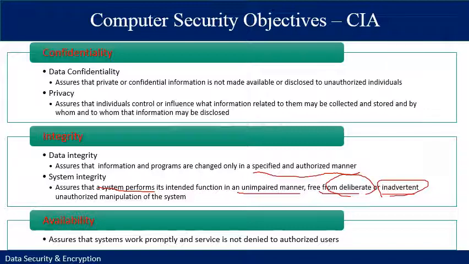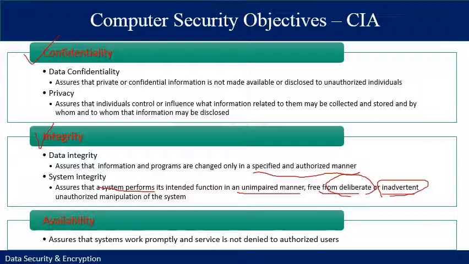So data integrity and system integrity are maintained when only authorized users change the data or use the system properly. So if you maintain these two things, you achieve the integrity. However, the final thing is the availability.